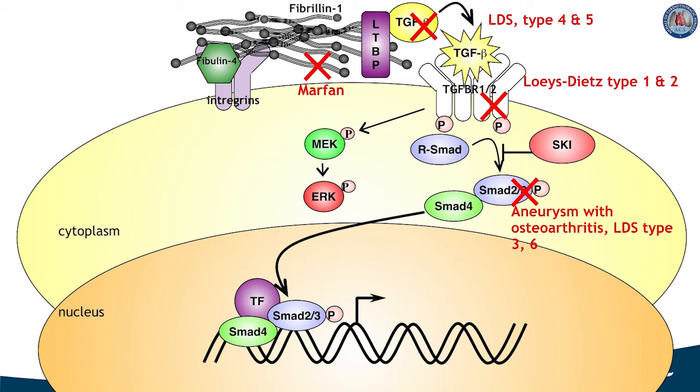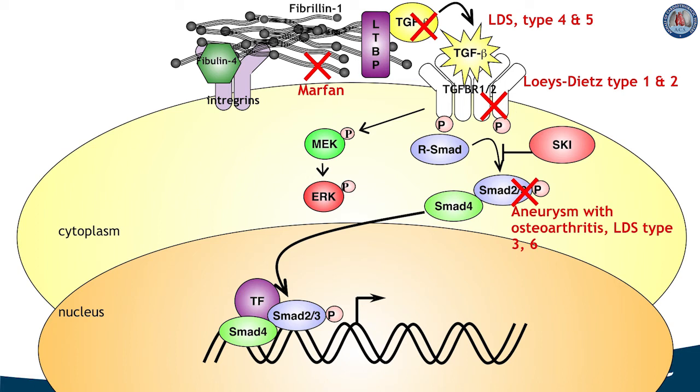Although initially we identified only mutations in TGF-beta receptor 1 and 2, the LDS spectrum has now been expanded along the complete TGF-beta signaling pathway. Mutations have been described in the cytokines, respectively TGF-beta 2 and 3, the receptors, TGF-beta receptor 1 and 2, and the first downstream effectors SMAD2 and 3.